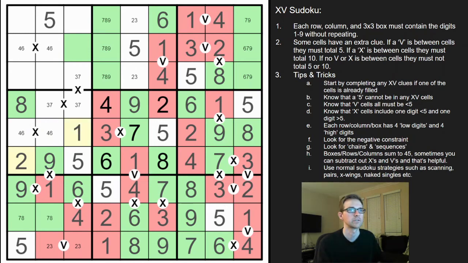Those are low digits. Let's highlight those. Oh, low digit. Make them red. Almost messed up there. 4, 6 pair. That makes this no longer a 6. So that's a 7, 9 pair, making that a 6 there.